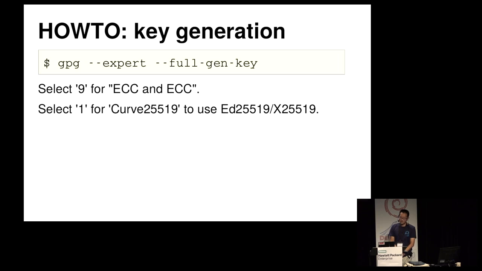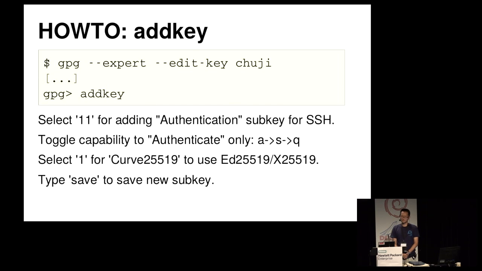The protocol name is ED25519 for digital signature and X25519 for encryption. But in the selection in the introduction, we select Curve 25519. Then the next thing is adding a subkey for authentication, which is used for SSH.